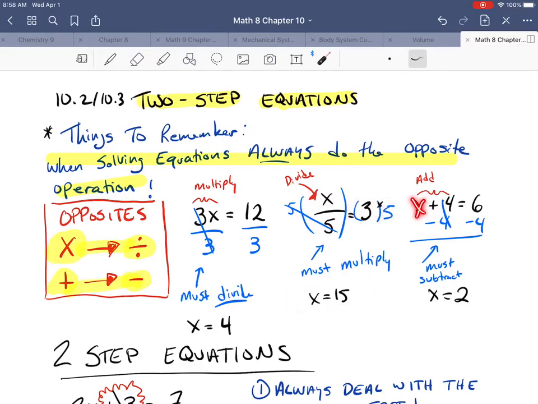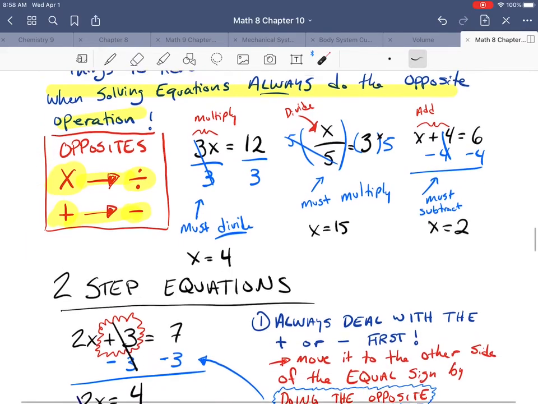In this question, x plus 4 equals 6. We have this plus sign right here. That means we have to do the opposite, which is subtract. So subtract 4 from each side of the equal sign and bam out your 4's. And so once you subtract, 6 minus 4 is 2. So how to solve is by doing the opposite operation.